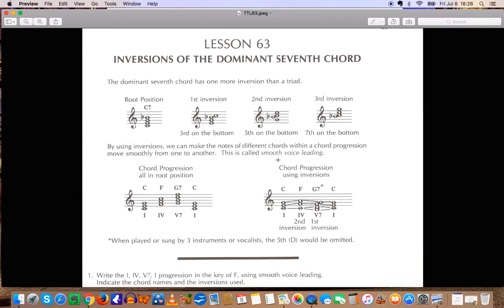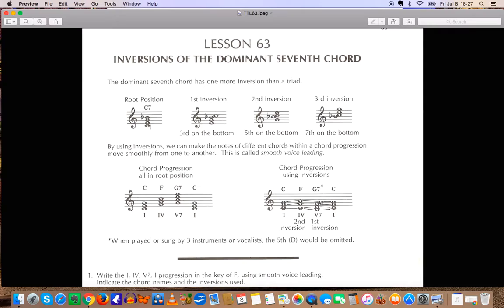Today we're talking about inversions of the dominant 7th chord. Now, if you remember the last lesson, we talked about inversions. This follows the same principle. An inversion is just a rearrangement of the notes in a chord. Okay? So remember what root position, first inversion, second inversion was? It works the same way here, although now we're working with 4 notes in a chord and we have a third inversion.